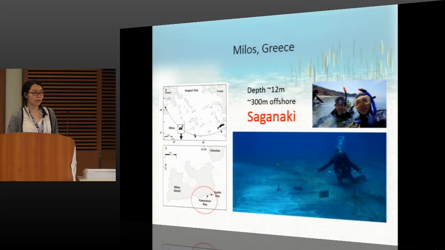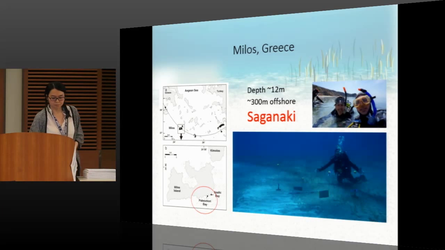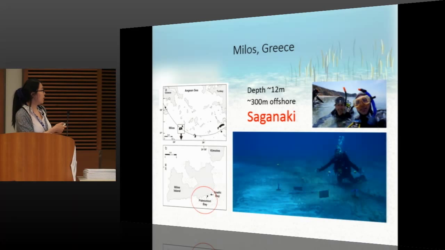My sampling site is located at Milos Island, Greece, on the South Aegean. The Saganaki vent is 300 meters offshore of Paleochori Bay, and the water depth is around 12 meters. This was the first difficulty I met when I started this project, because I don't know how to swim, and we need to do scuba diving to collect samples. So my advisor, Young Man, helped me to collect all the samples last summer.